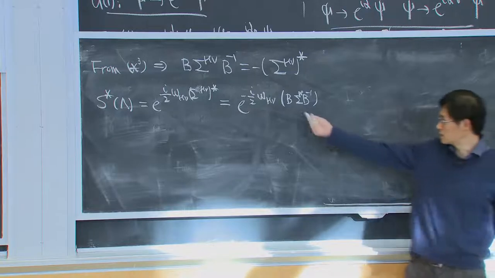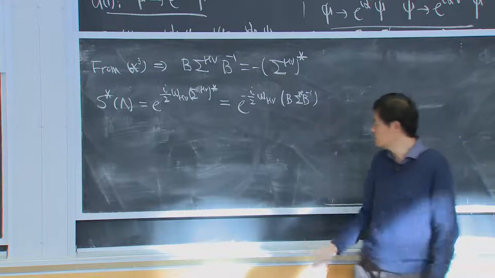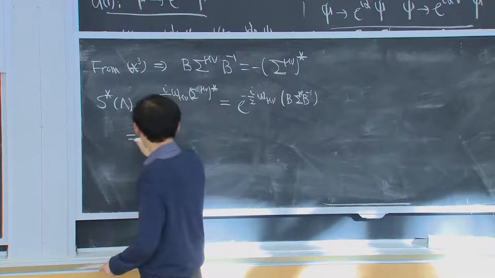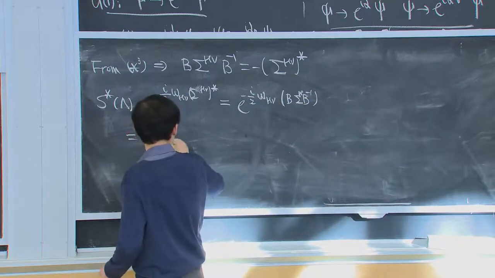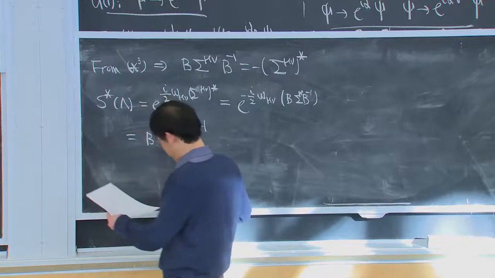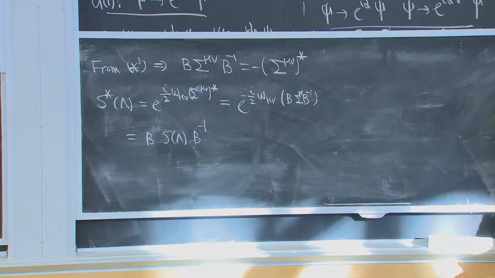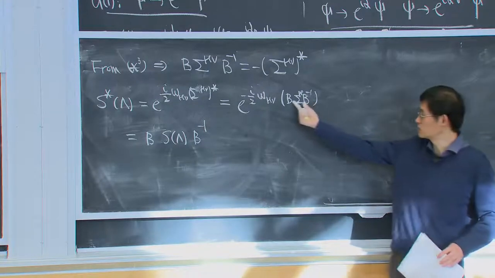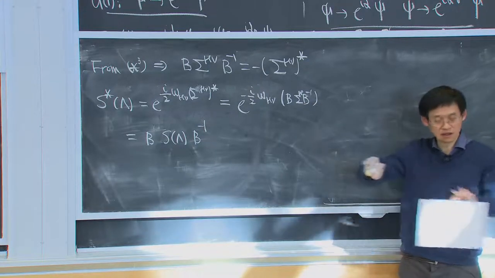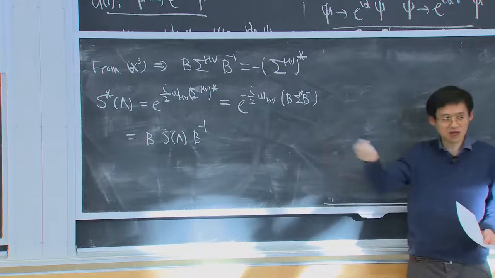So now, since this B minus 1 is in the exponential, you can immediately take it down. So that's just equal to B S lambda B minus 1, okay? Because when you expand this in power series, B and B minus 1 always cancel, except the first one and the last one. Okay, so we have used this trick many times.